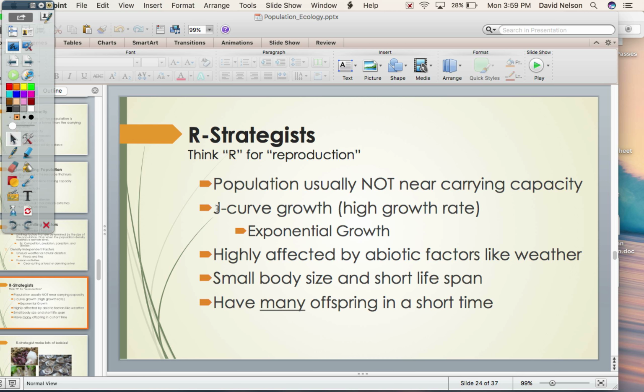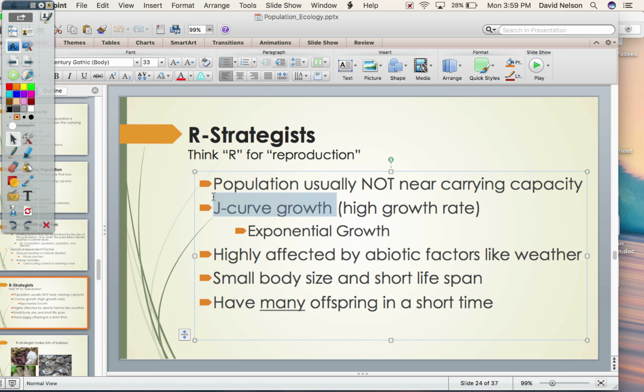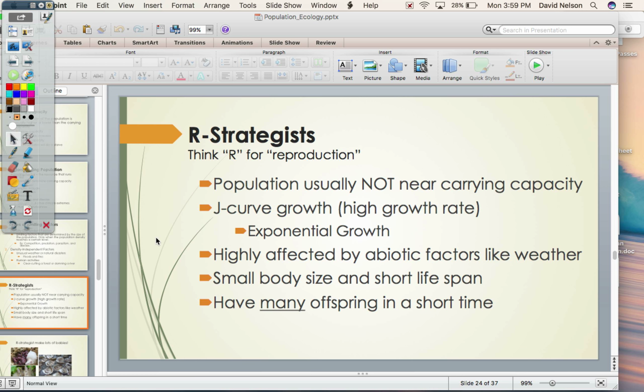So when we graph their population growth, we get a J curve, and we'll look at that in just a moment, but it means that they have a very fast growth rate. And normally these sorts of animals have a small body size and a short lifespan, and they have many offspring in a short time. They make cheap offspring, and this means that they're cheap energetically. The parents don't expend a lot of energy in producing or in raising their offspring.